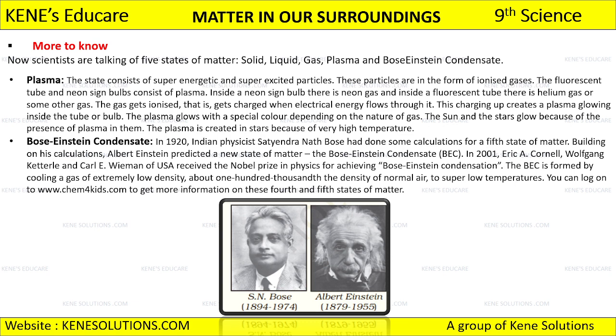So the gas gets ionized, that is, it gets charged when electrical energy flows through it. So passing of electrical energy is very important over here. Okay, so this charging up creates a plasma glowing inside the tube or the bulb, and this plasma has a special color depending on the nature of the gas. Like the sun and the stars, they glow because of the presence of plasma in them. The plasma is created in stars because of very high temperature.